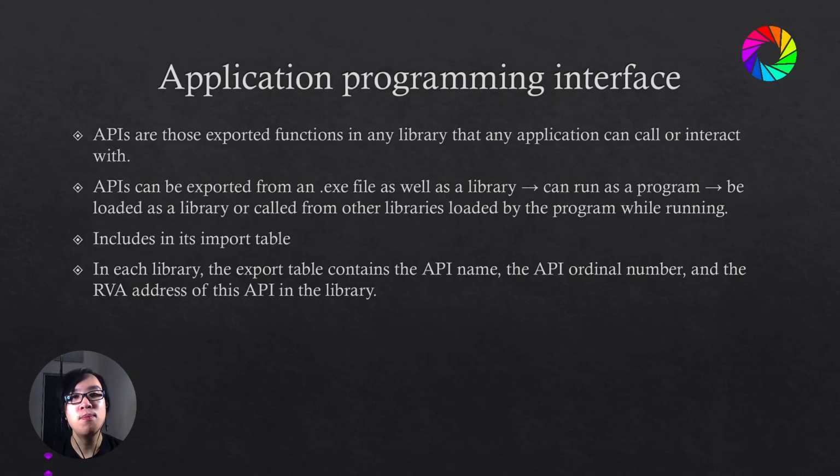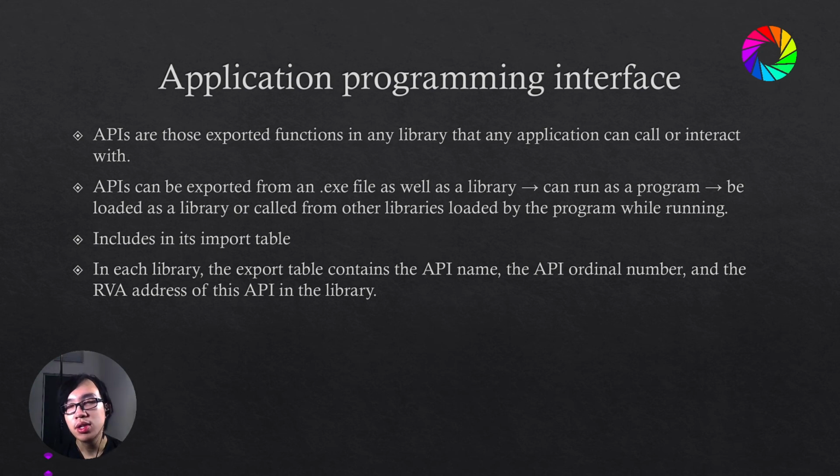So the application program interface, APIs, are those exported functions in any library that any function can call or interact with. So the APIs can be exported from an exe file as well as a library. So when the file is called, it can run as a program and be loaded as a library or called from other libraries loaded by the program while running.